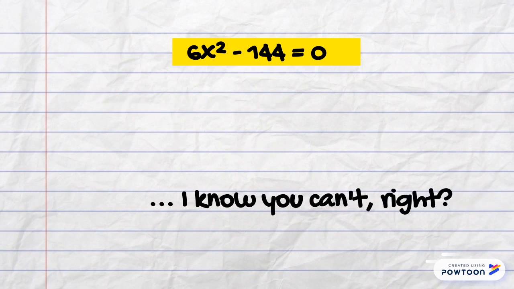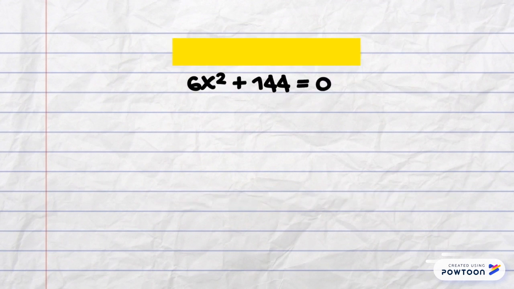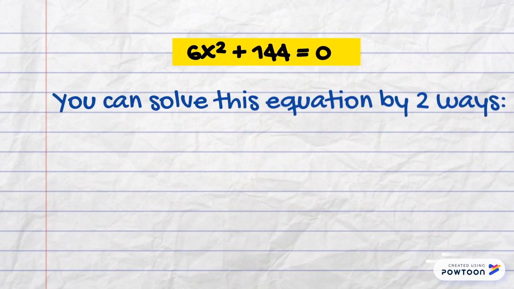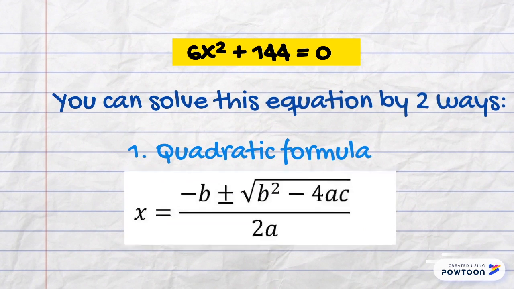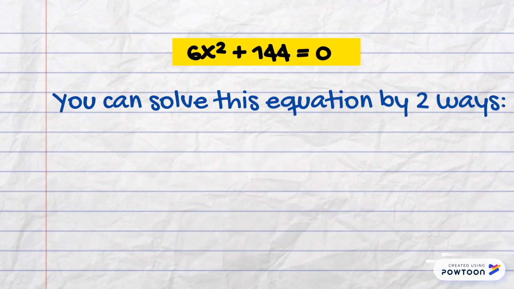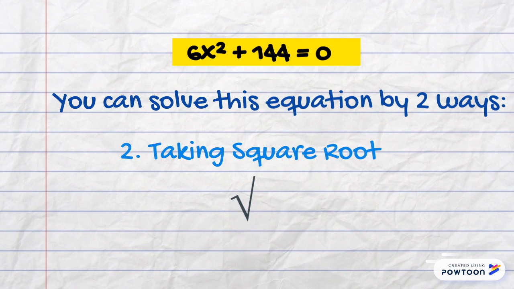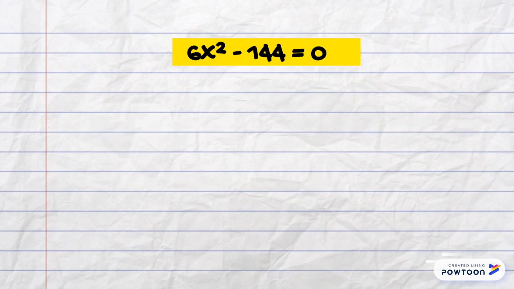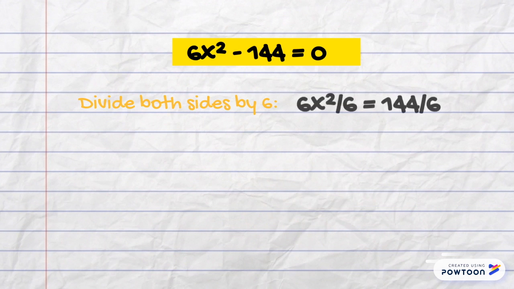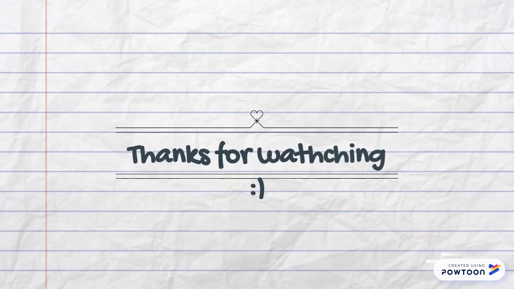After you know that you can, what do you have to do? You can solve this equation in two ways. First is the quadratic formula, and the second one is taking square roots. For example, root 9 equal to 3. In this equation, we will use the square root method by adding 144 to both sides, and then divide both sides by 6 and take the square root.